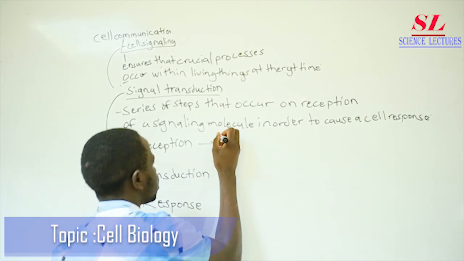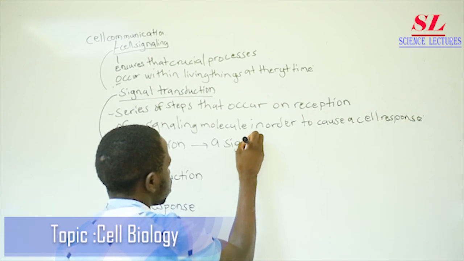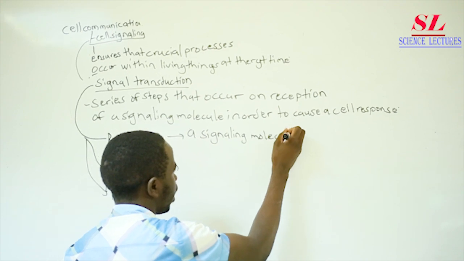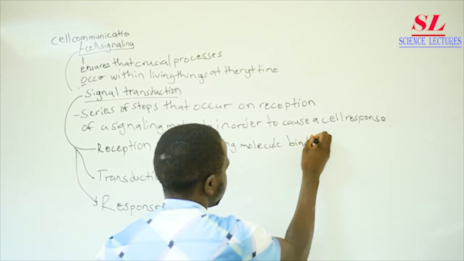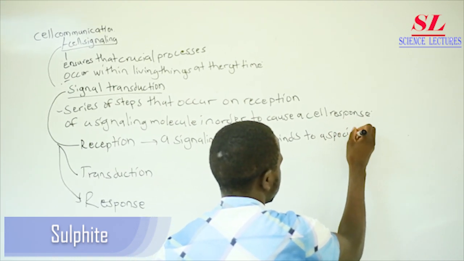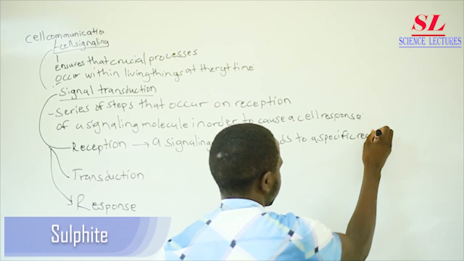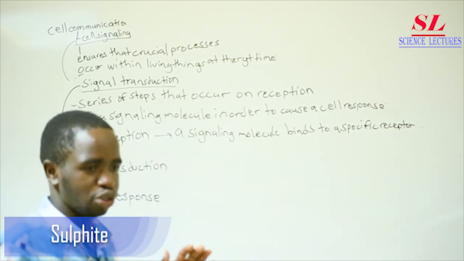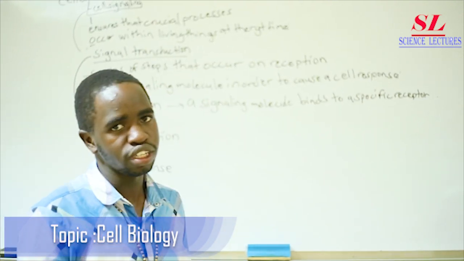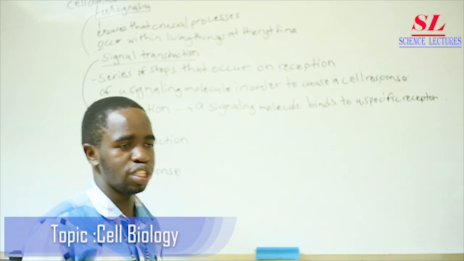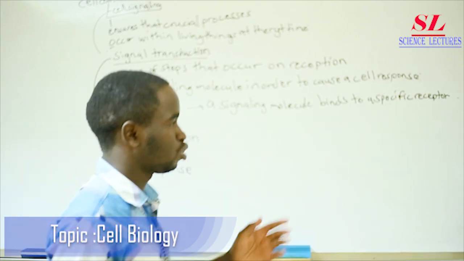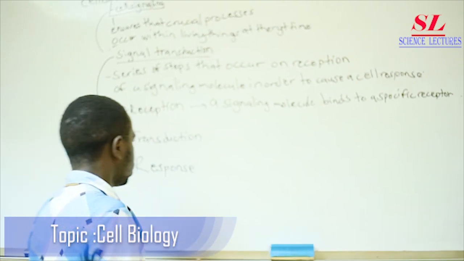Under reception, a signaling molecule binds to a specific receptor. That is why different signaling molecules have different effects on different cells, because not every cell has a receptor that will bind that ligand. So reception is when a signaling molecule binds its own specific receptor.